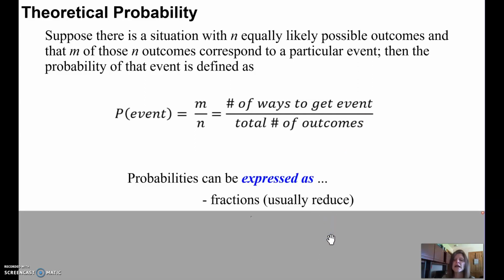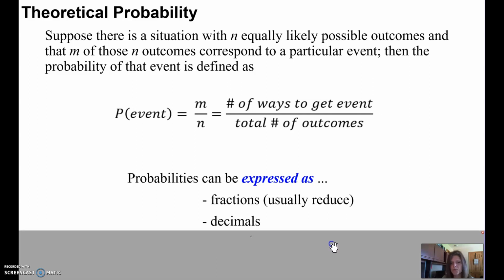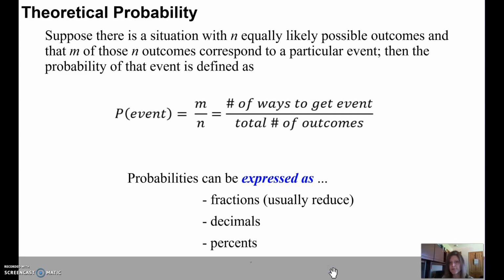Obviously, probabilities can be expressed as a fraction. You will often see 1 out of 2 or 2 out of 38, whatever the case is. We would usually reduce that though, 2 out of 38 down. Sometimes you will see it expressed as a decimal, and then because I have a way to change a decimal to a percent, you will often see probability given as a percent.